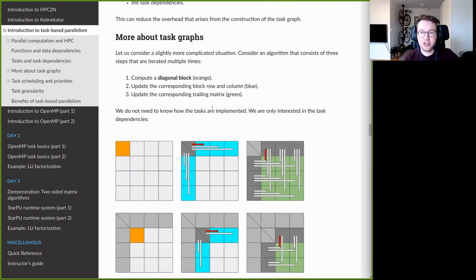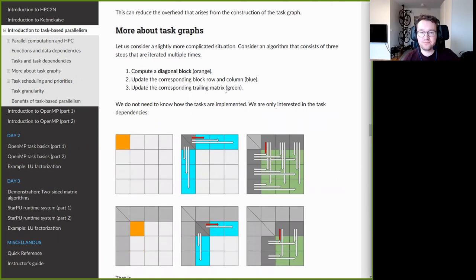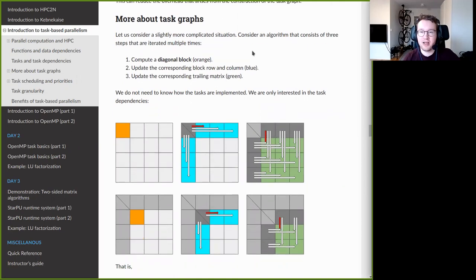So let's consider a real numerical algorithm that consists of 3 steps that are iterated multiple times. We do not really care about how each one of these tasks is implemented. We only want to investigate how these tasks depend on each other. In this instance, we have a matrix, a 2-dimensional array of numbers that has been divided into square blocks. And during each iteration, we start from the diagonal block marked in orange, and we do some sort of computations there.